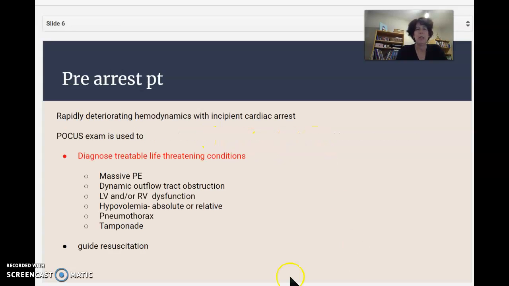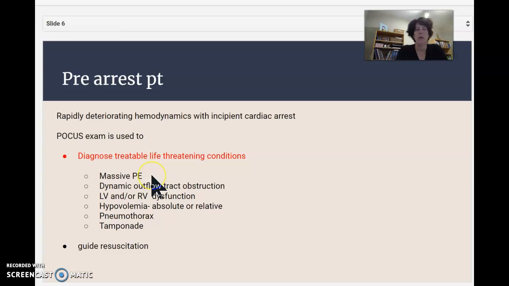Now, the pre-arrest patient is a sicker patient. This is a patient that's rapidly deteriorating with hemodynamics close to incipient cardiac arrest. And I use POCUS in this patient subgroup to guide my resuscitation, as well as to look for treatable life-threatening conditions. And this would be sort of my quick mental list.